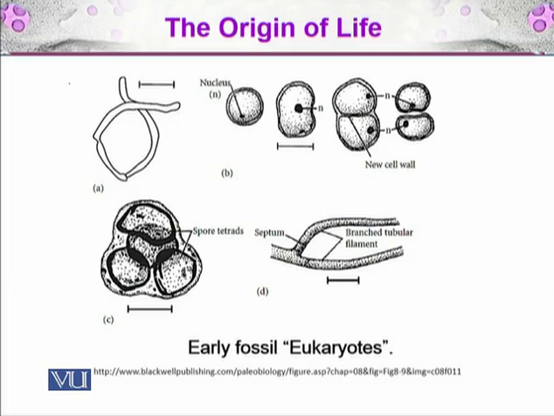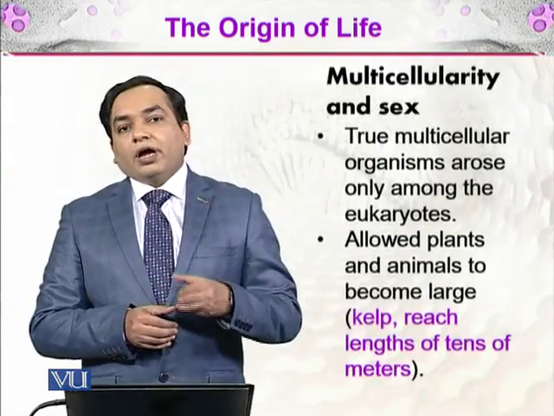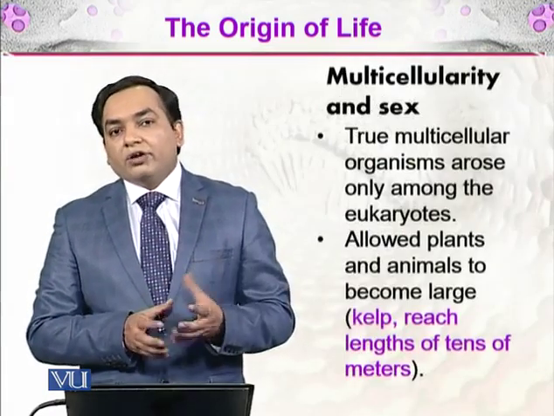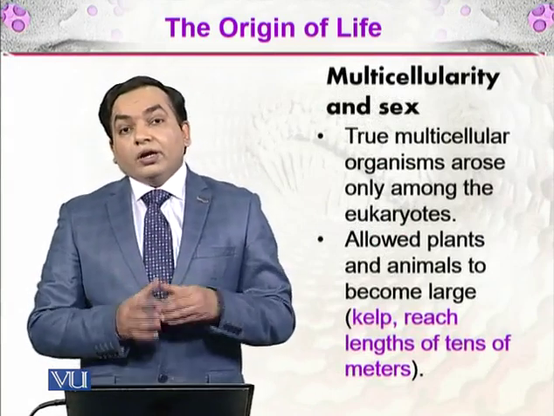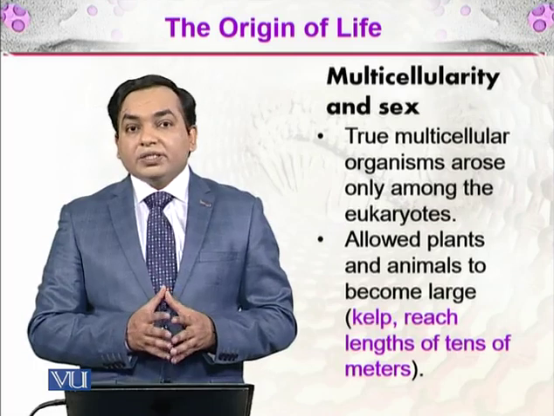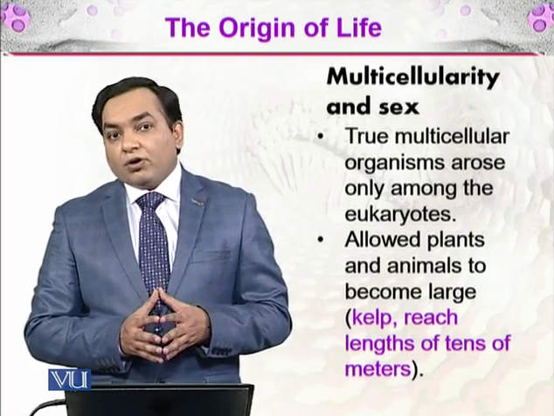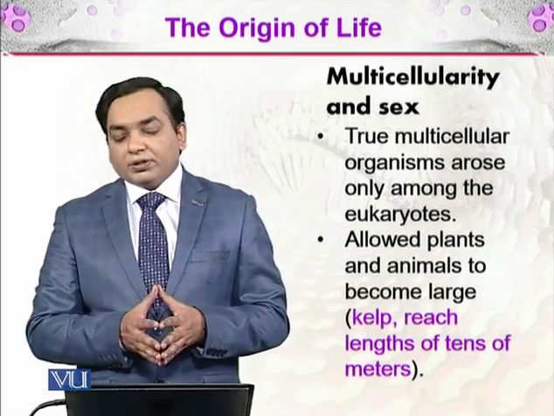You can see the new cell wall formation and some divisions, and the formation of spore, as well as the branching of the tubular filaments of some earlier microorganisms. And all of these pictures are taken from the fossils. With more and more advancement inside the cell, it became prokaryote to eukaryote. Now the next thing comes, which is the multicellularity and the development of the sexes, which are males and females.